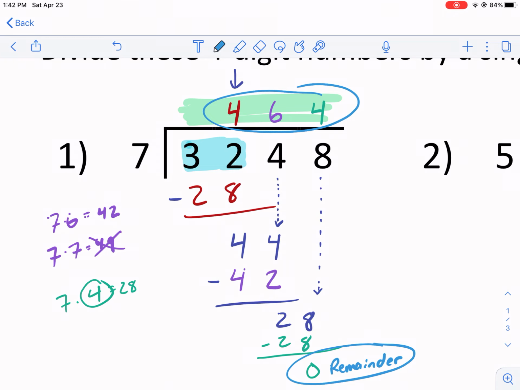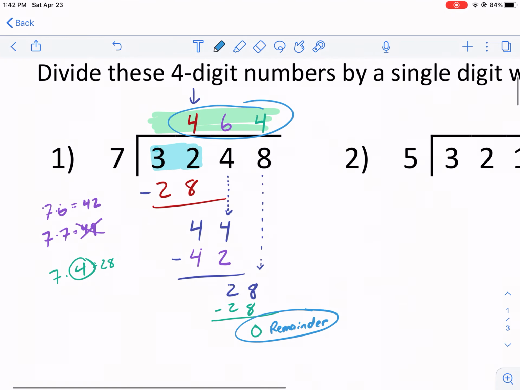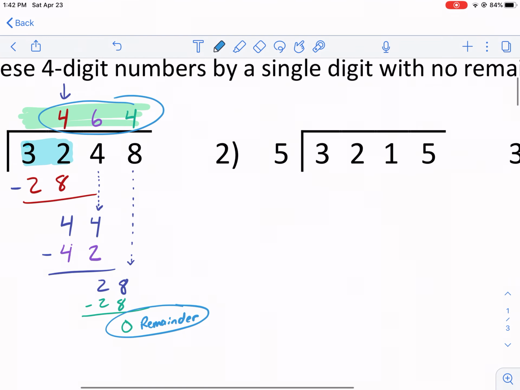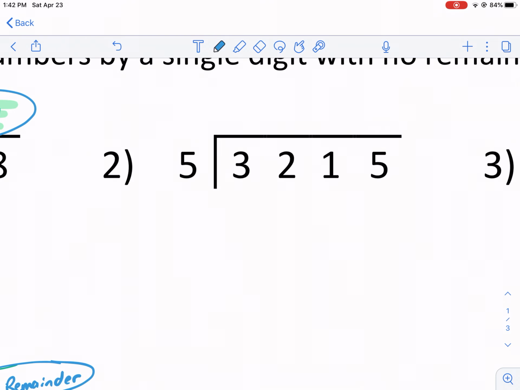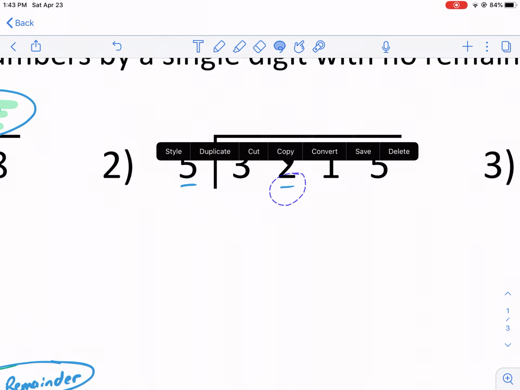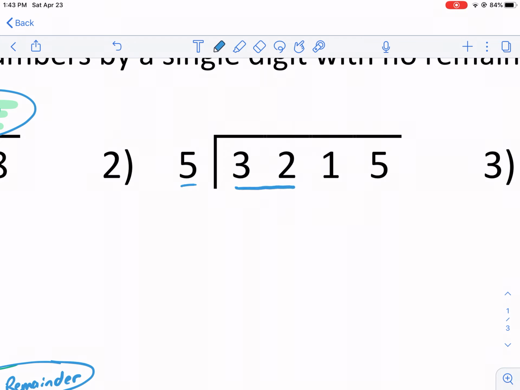So I would rewind this, rewatch it if you want. I'm not going to use those colors. I might use those colors again. But I'm going to kind of speed this process up for number 2. So what's the process again? Well, first we're trying to see if 5 goes into 3. That's not going to happen, so we move it over. Does it go into 32? Okay, it does go into 32.